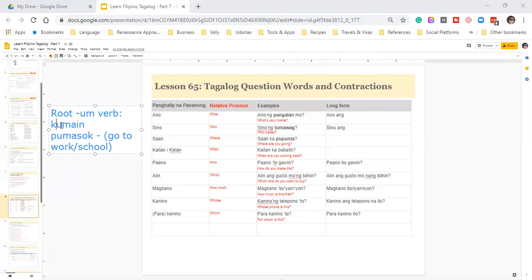Next, kailan or when. It's the same. You can also use the same tense here. Future. When are you? Okay, let's do this, because you can actually use all this with different tenses. Maybe when we encounter any exemption, I'll let you know. But for example, when, like kailan ka babalik? When are you coming back? You can actually use past tense here.